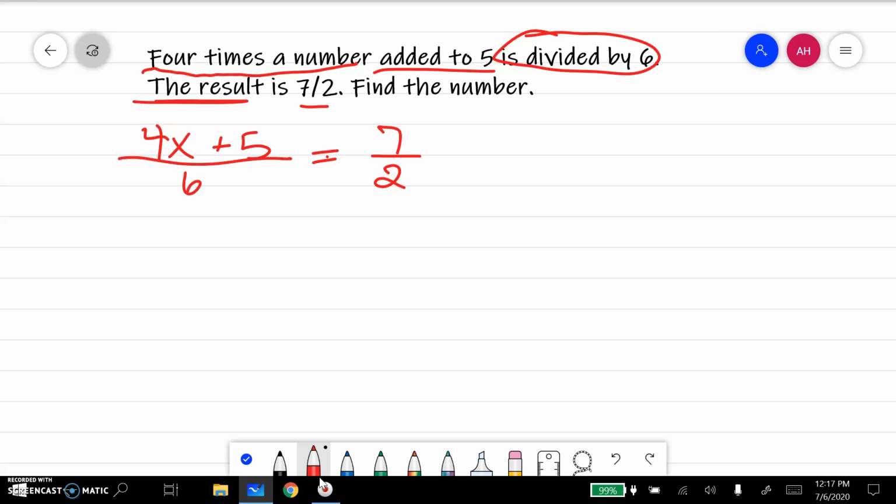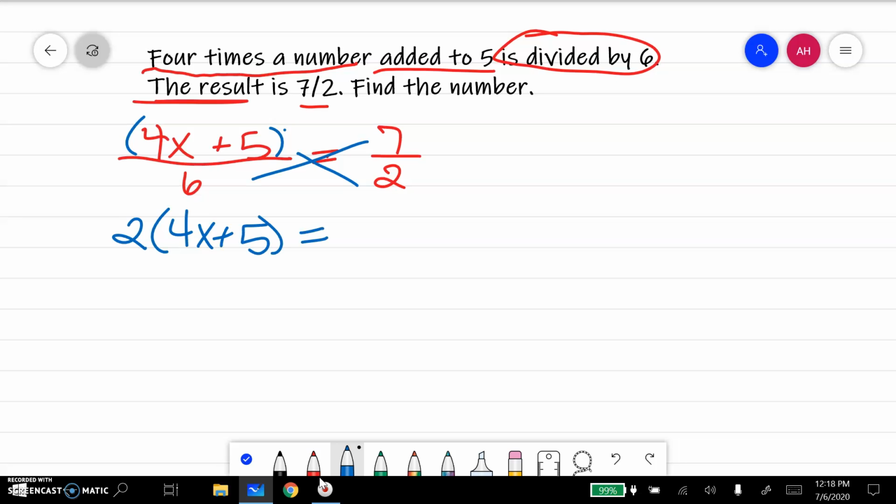So you have two options. You could use the common denominator to clear the fractions, or because this is just one fraction equal to another, this is a proportion, and we can do cross multiplying. So I'm going to do that. So I'm going to multiply 2 times 4x plus 5, and that will be equal to 7 times 6.